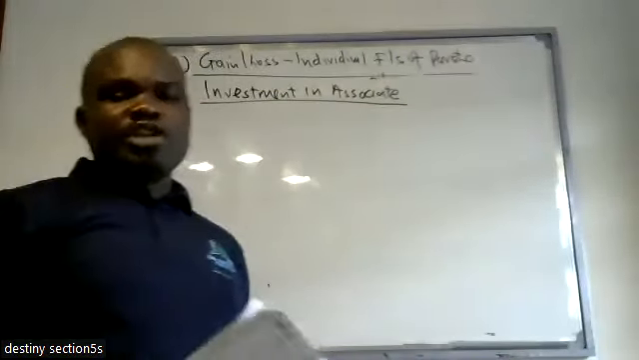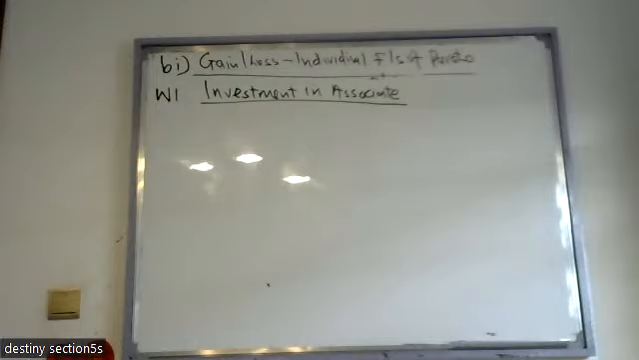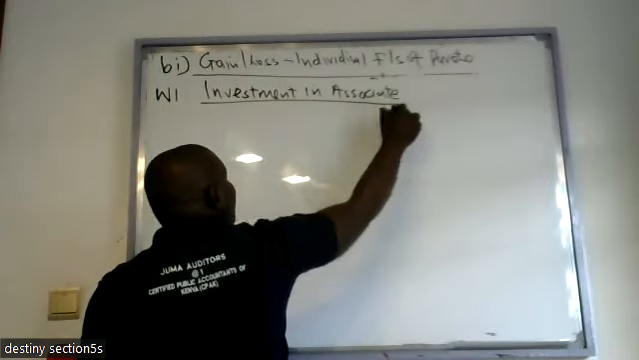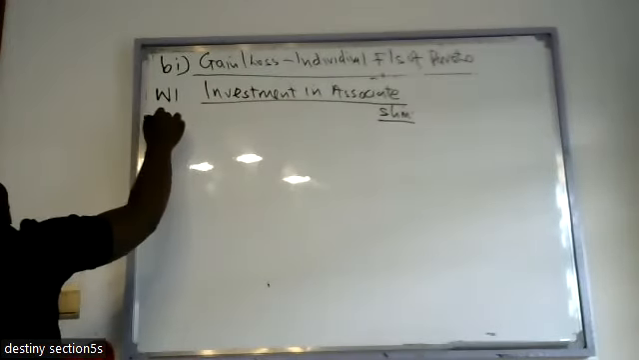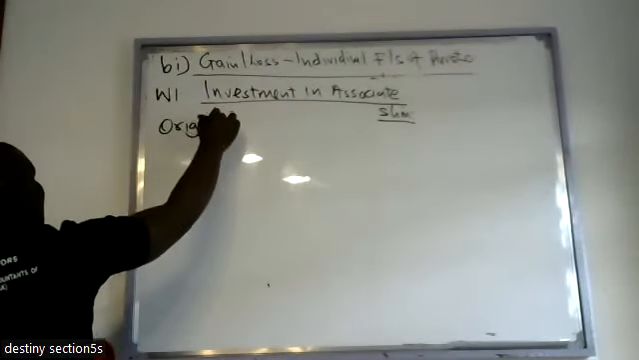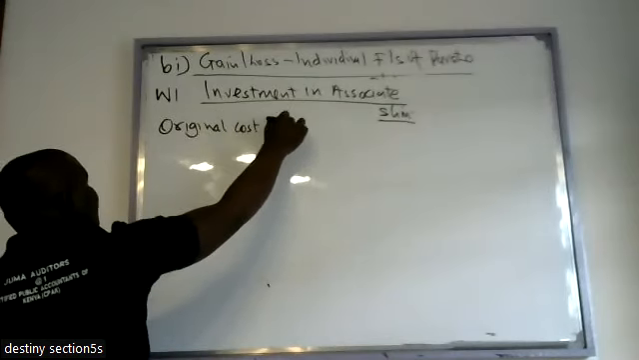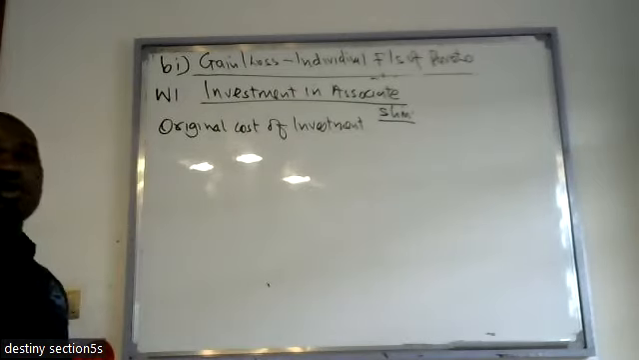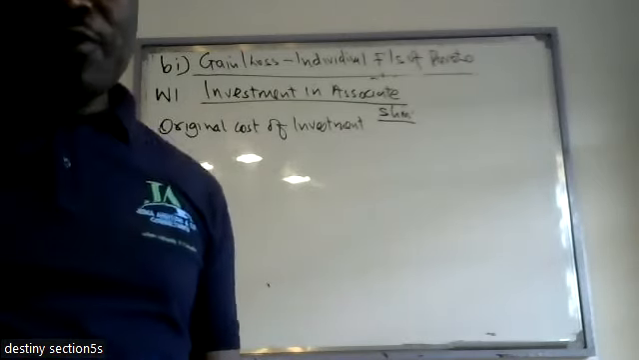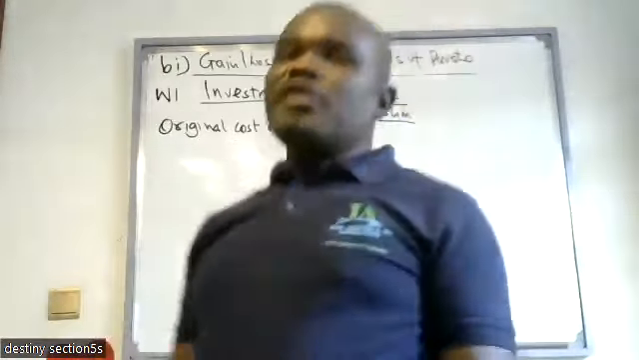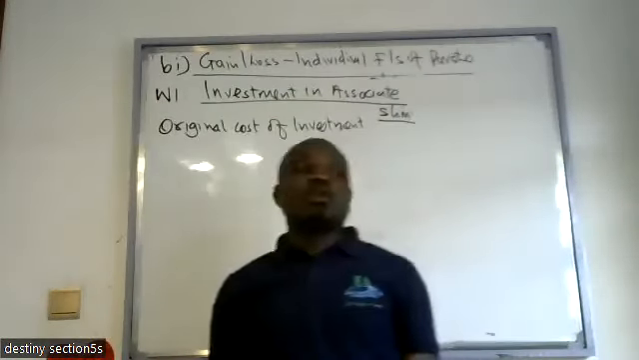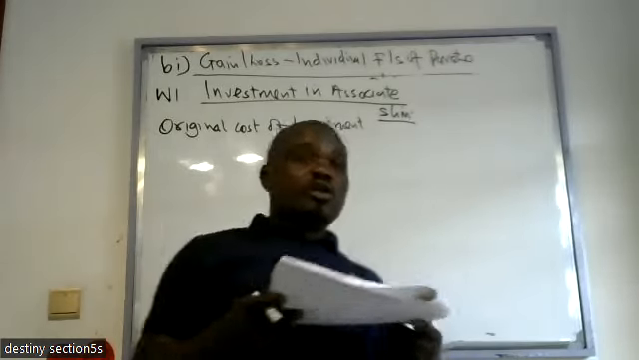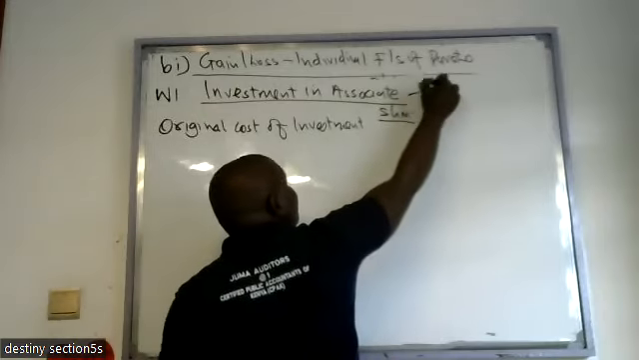So you take the original cost of investment. Right, that way, the original cost of investment. So original cost of investment, you have to be very keen. You know, this DAFU, so associate here is DAFU.